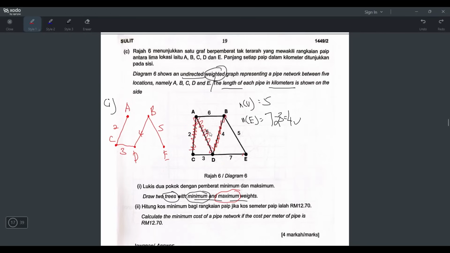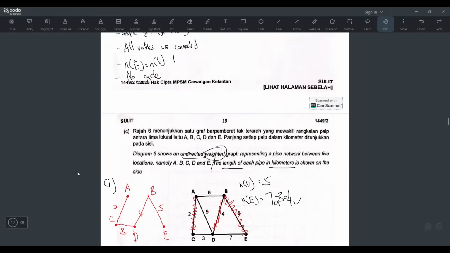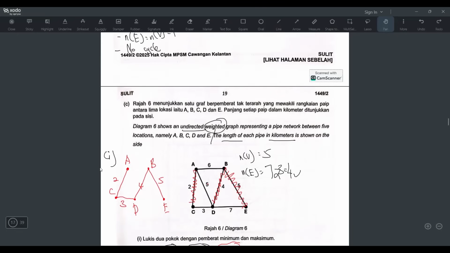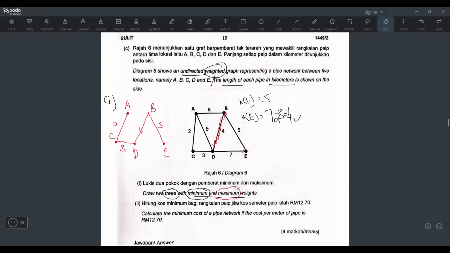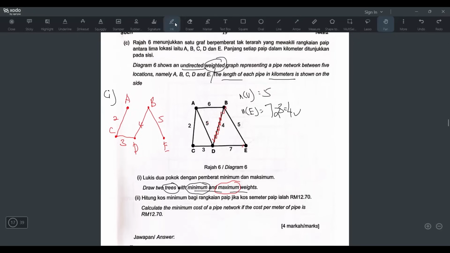Hey, what if I erase this other 5? Because they have the same value, right? Will you get a tree? 6 plus 5 plus 10, also 21. And it's also a tree, because it follows the 4 conditions. There's no cycle and all vertices are connected. So I think there are two answers. There are two answers for the maximum weight tree. You can do it two ways.